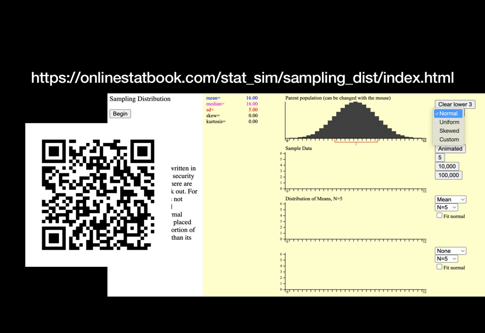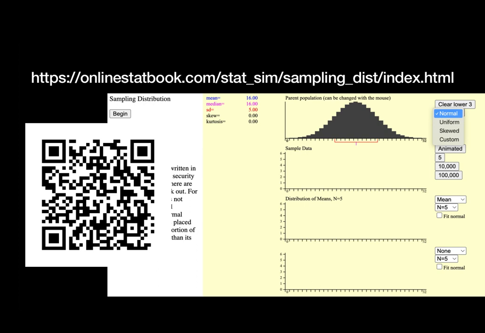But with technology, I can do 10,000. So I click the 10,000. It just did 10,000 more samples of size 2 for the middle graph, and 10,000 more samples of size 5 for the lower graph.